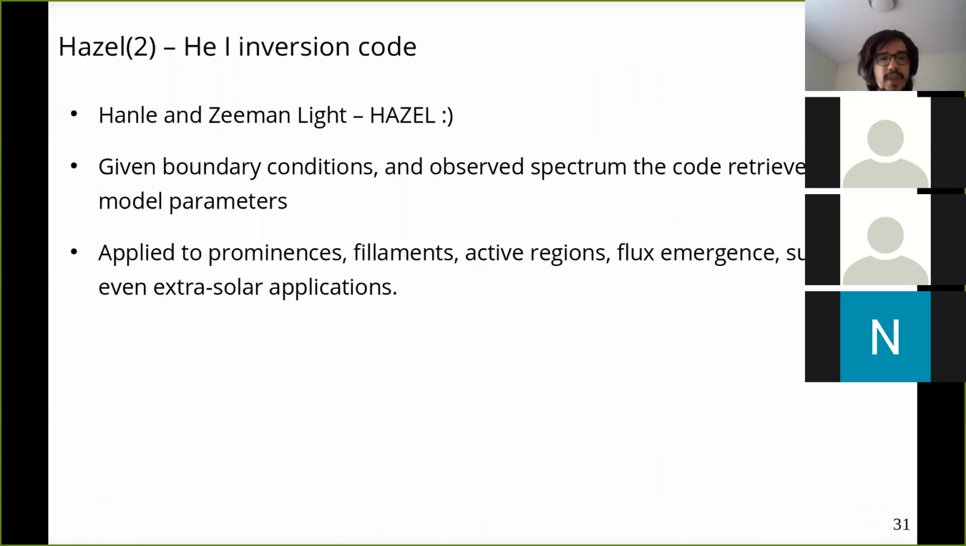Fantastic. So for those of you who are interested, there is this Hazel, and actually now the Hazel 2 code, which is free and publicly available on GitHub. It's developed and maintained by our friend Andres Asensio Ramos. Hazel stands for Hanle and Zeeman light. It's intended for modeling and inversion of helium lines, namely helium 10830 and helium D3, which is helium 5876. The atomic physics there is very complicated and very complete. It all follows the density matrix theory from Egidio's book.